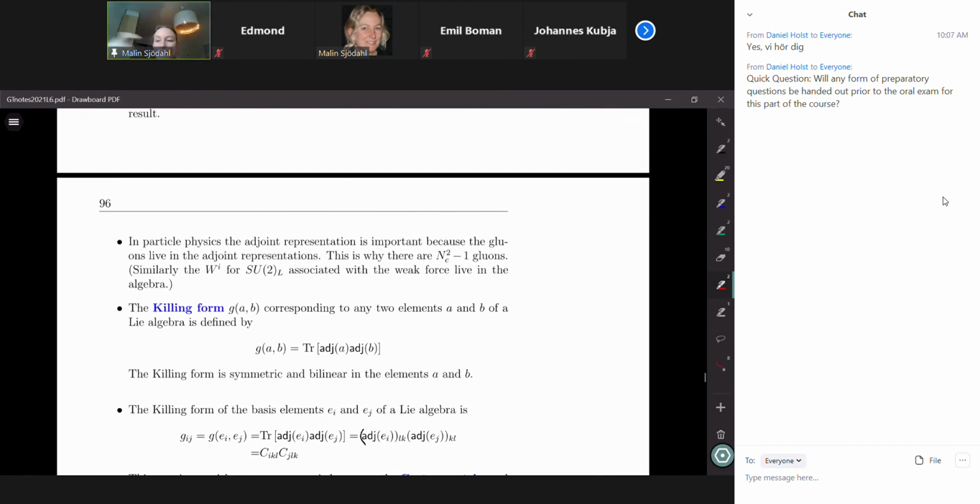So before moving on to defining the killing form, I'd like to stress what I've said before, that the adjoint representation is important in particle physics because the gluons live in the adjoint representation, so there are 8 gluons, that's 3 squared minus 1, and also for the weak force, the SU2 left part of the weak force, we have 3 W I, so that's 2 squared minus 1 equals 3.